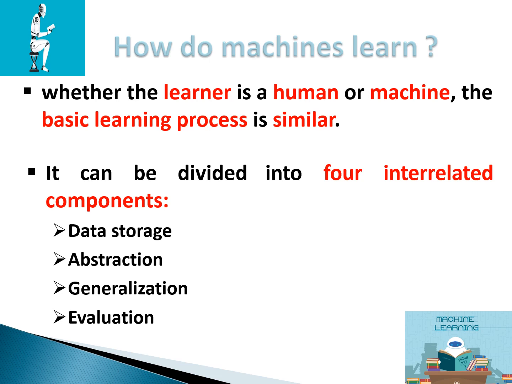Now we see what the different components or stages in machine learning are. How do machines learn? Whether the learner is a machine or a human being, the basic learning process is similar. We can divide the learning process into 4 different stages. The first one is data storage, then comes the abstraction stage, after that generalization, and finally evaluation.